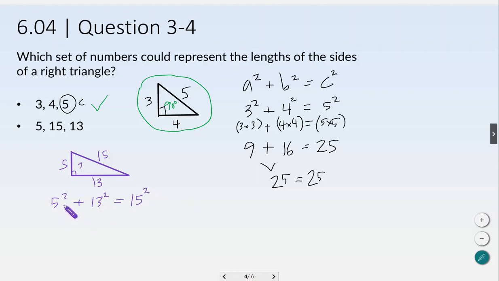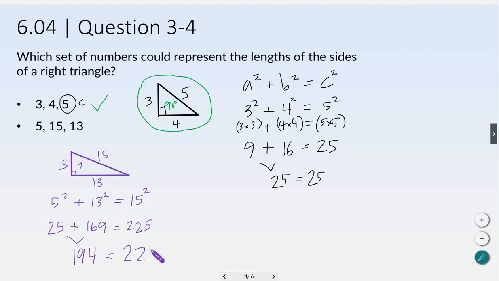Okay, so let's do the math. So 5 squared would be 5 times 5. That's 25. 13 squared would be 13 times 13, and that is 169. And then 15 times 15 is 225. Okay, so now I've got to do the math, right? So 25 plus 169, that is going to be 194. And I still have the 225 on the other side.